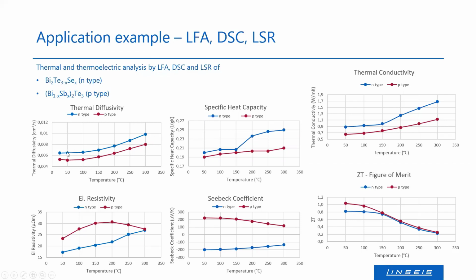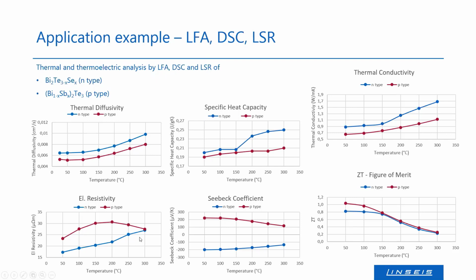Here you can see that both materials behave similarly, only the values differ. So the N-type material shows higher values. The specific heat capacity measurement was performed using a DSC. The temperature range is here the same. And one can see again that the N-type material has higher values. And additionally, one can see that the behavior of the specific heat capacity of the N-type material differs from the P-type material.